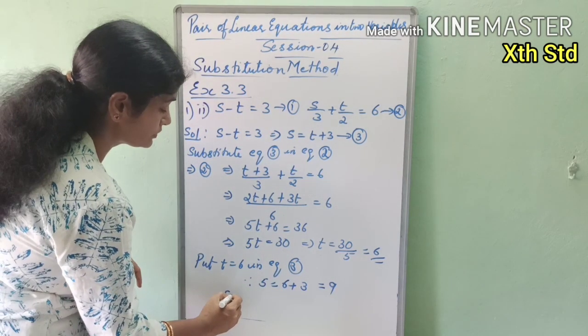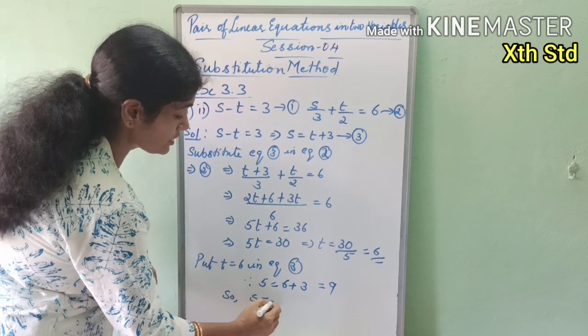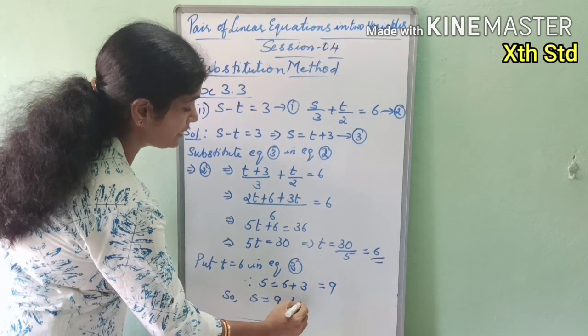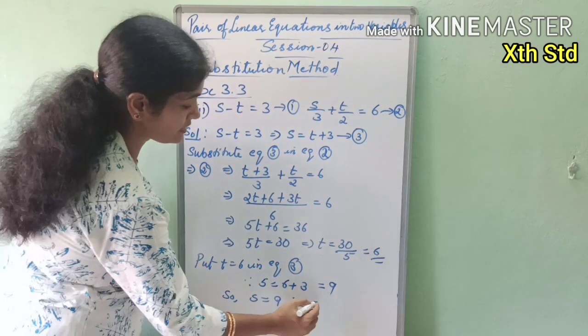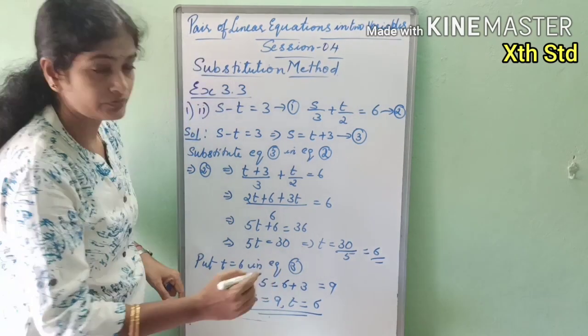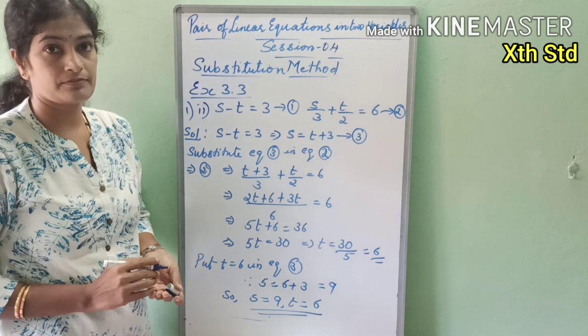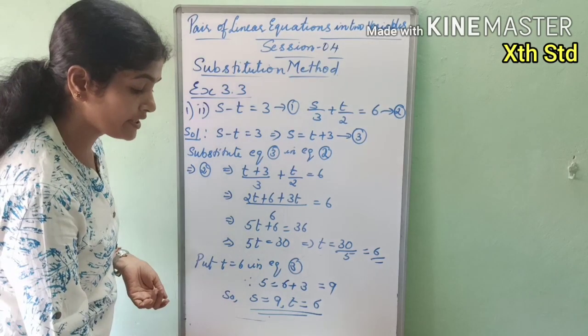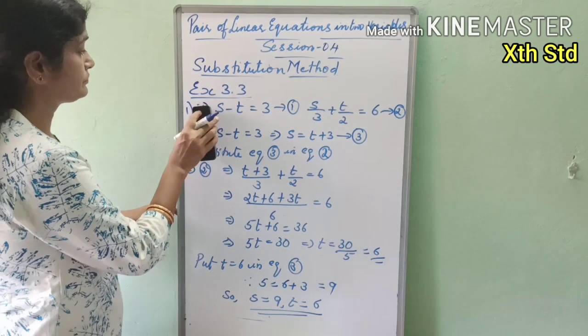So what are the solutions? s equal to 9 and t equal to 6 is the solution of this. Fine. Then we'll see the next bit, third one.